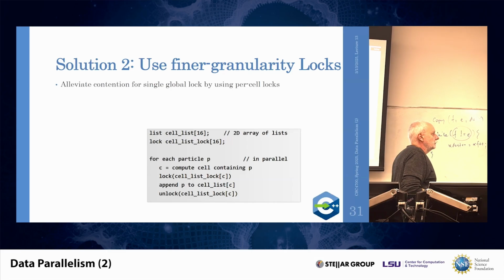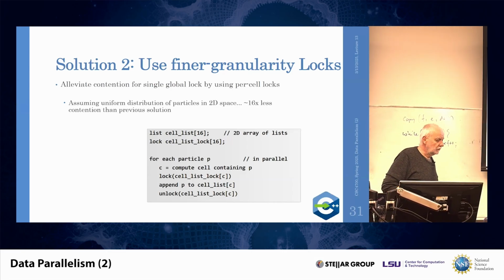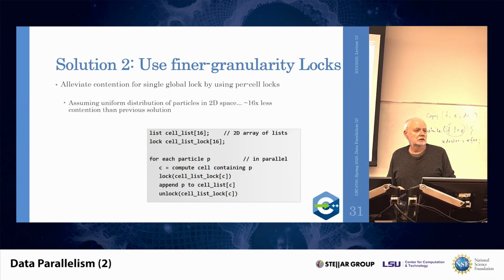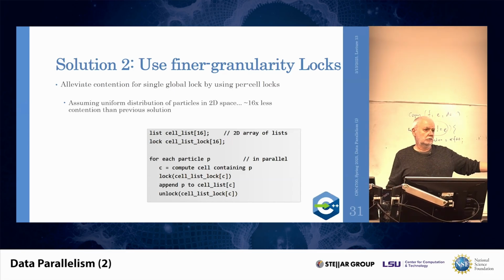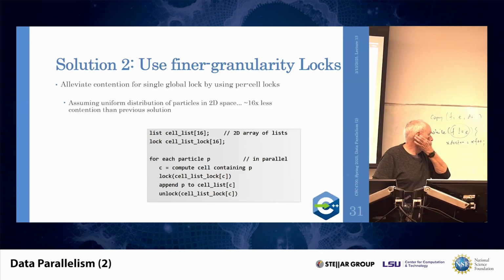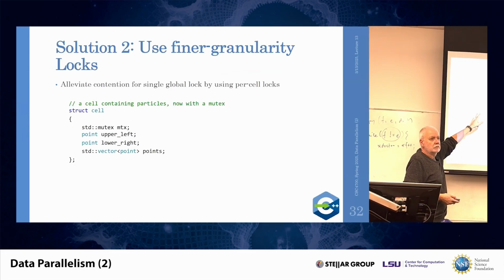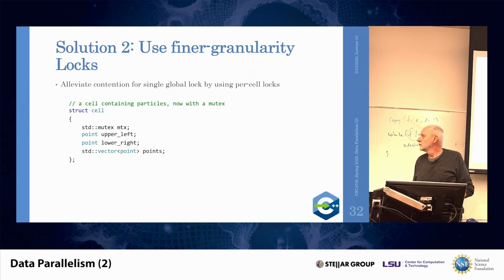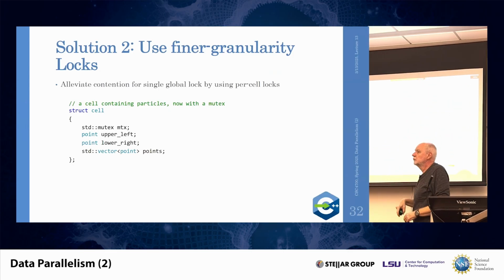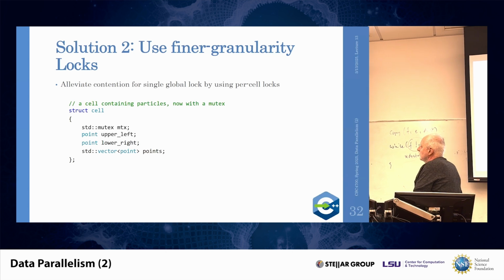So if we assume that we have a uniform distribution with 16 cells, for instance, 4 by 4, we get a contention which is 16 times less, right? Because we now can do more things at the same time, at least statistically. So what we need is to add a mutex to our cell in order to achieve that. So in addition to the upper left and lower right and our list of points, we add a mutex to that data structure. And now we can change the algorithm we had before.